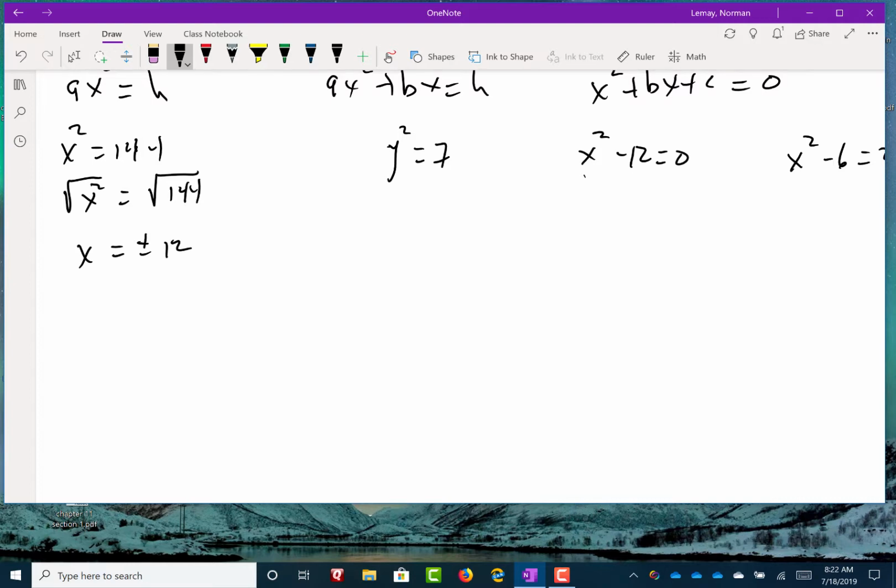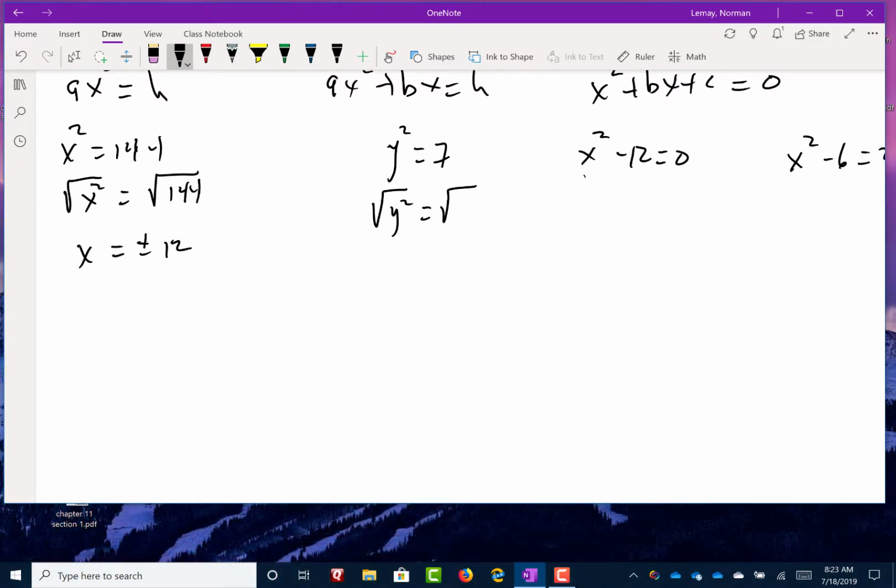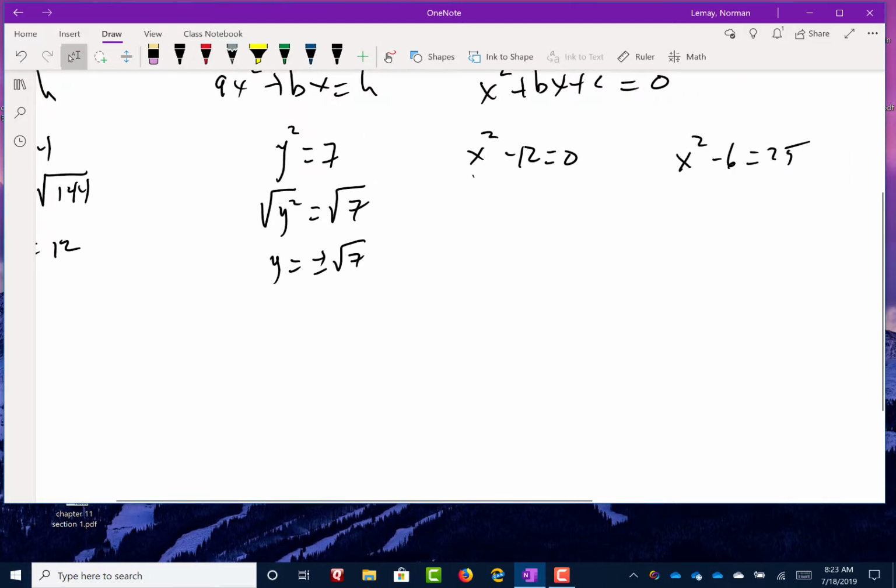So in solving equations, we have to come back to this whole plus or minus notion. So let's note that if I take the square root of y squared is equal to the square root of 7, then this means that y is equal to plus or minus root 7. Here we don't have the squared term by itself.